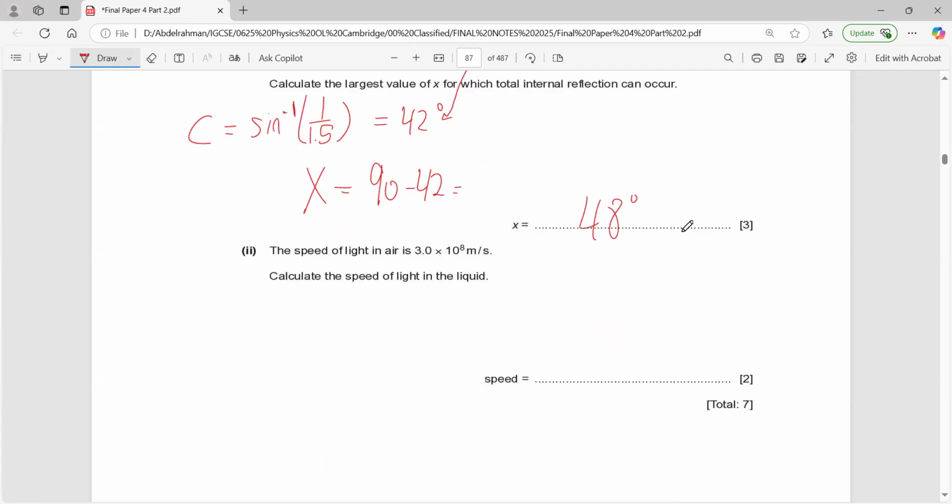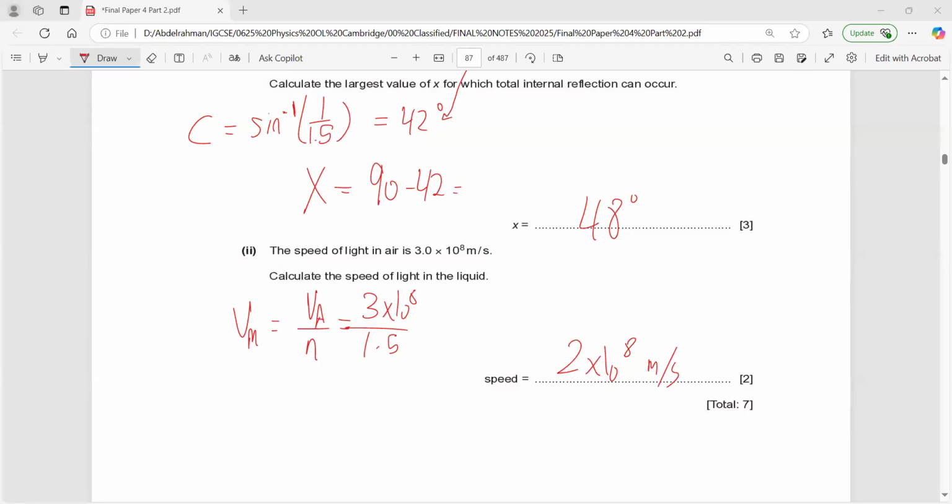The speed of light in air is 3 times 10 to the power of 8, which is a redundant statement because you have to memorize this number. Calculate the speed of light in the liquid. I have one equation, N equals VA over VM. And therefore, VM, the speed of light in the medium, would be equal to VA over N. 3 times 10 to the power of 8 over 1.5, which is 2 times 10 to the power of 8 meters per second.